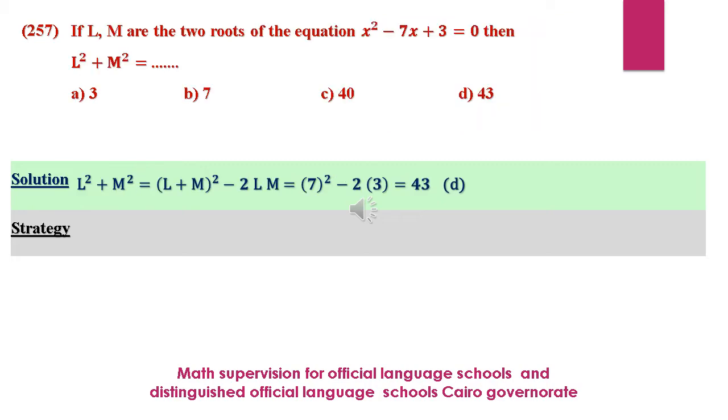L and M are two roots of the equation x squared minus 7x plus 3 equals 0. Then L squared plus M squared equals what? Here, L squared plus M squared equals (L plus M) all to the power 2 minus 2LM. Of course, we know that.